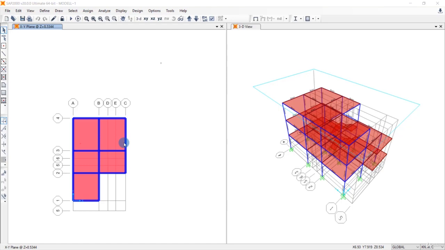Hello friends, welcome to a new section, and in this section we'll learn how to generate response spectrum curve in SAP 2000. Before that, let me give you an introduction of response spectrum.